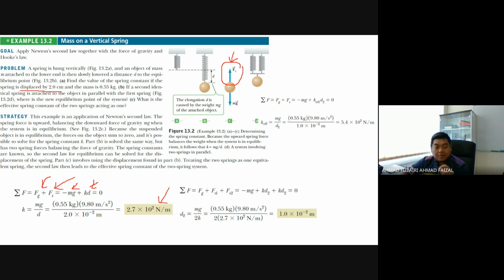Okay, because the spring constant is a ratio between force and elongation. Therefore, the unit is Newton per meter. Okay, so let's look at part B.